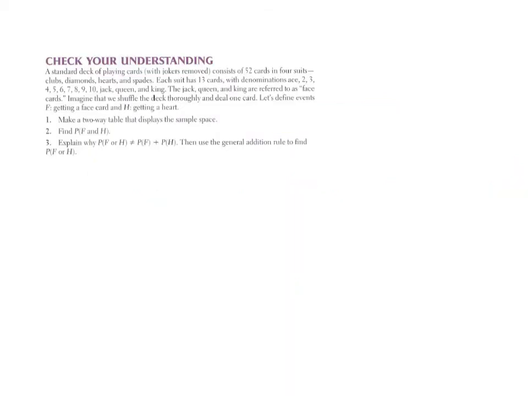All right, more examples. A standard deck of playing cards with jokers removed consists of 52 cards and 4 suits: clubs, diamonds, hearts, and spades. Each suit has 13 cards with denominations ace, 2, 3, 4, 5, 6, 7, 8, 9, 10, jack, queen, and king. The jack, queen, and king are referred to as face cards. Imagine that we shuffle the deck thoroughly and deal 1 card. Let's define events F, getting a face card, and H, getting a heart. Make a two-way table that displays the sample space.